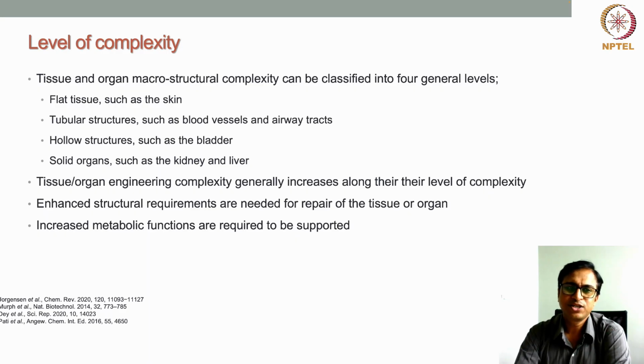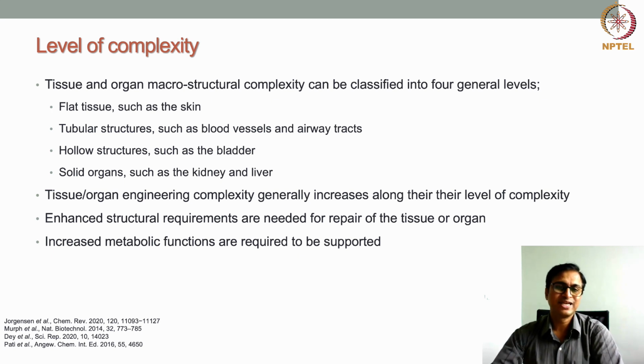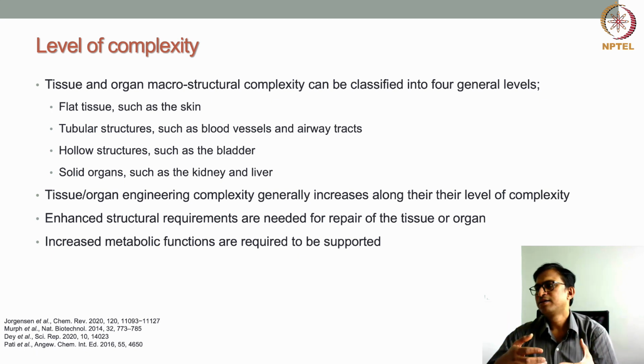Hello. Let us now discuss how we can classify the different tissues and organs depending upon the complexity present in them. If we see the different tissues and organs in our body, they have different levels of complexity, starting from skin to kidney or heart or pancreas or even trachea, esophagus. Different tissues have different types of complexity.